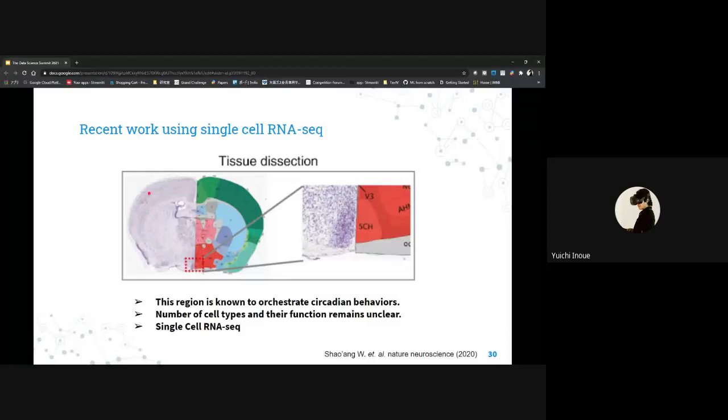Okay, I will now show an example of how single-cell RNA sequencing was used in one region of the brain. This area of the brain is known as the area that controls circadian rhythms. However, we did not know what types of cells are in this region, how they are distributed, and how they work. So the authors decided to investigate the cells in this region in detail by performing single-cell RNA sequencing.